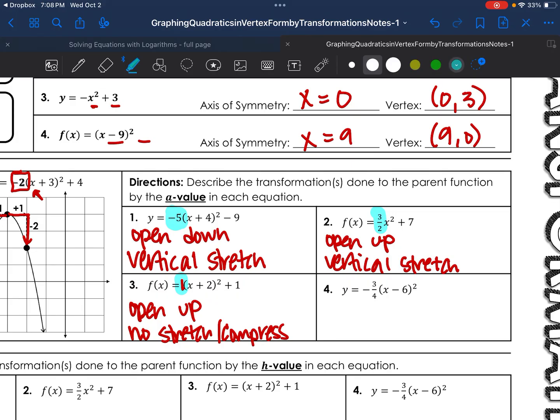Okay, and then the last one here, we've got this negative 3/4. So the first thing, that negative sign tells us that my parabola opens down. And then 3/4 is between 0 and 1, so this is going to be a vertical compression.